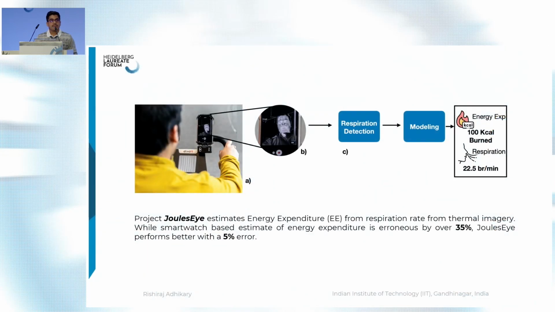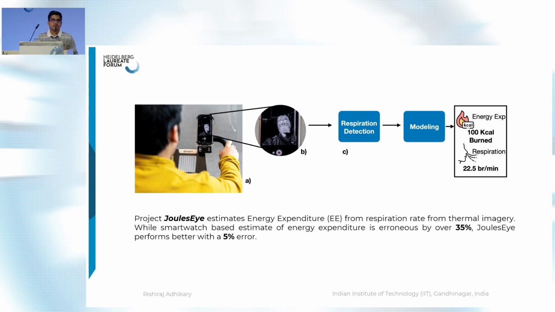To this end, we developed Joule's Eye. Joule's Eye is a thermal camera-based system that is retrofitted in a smartphone. You can place the smartphone on the handrail of the ergometer or a gym bike that you usually use when you go to a gym. And after a workout, you can actually see how many calories you have burned.